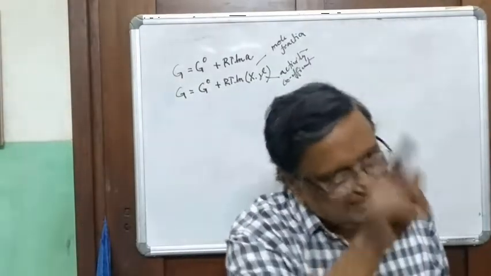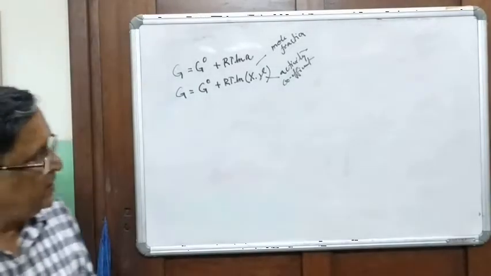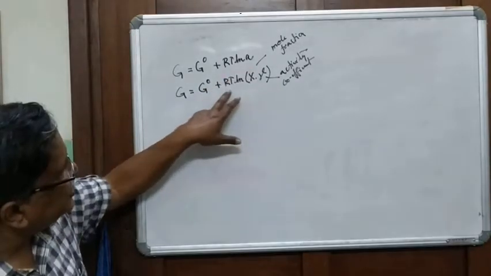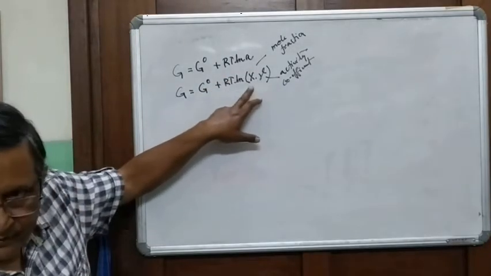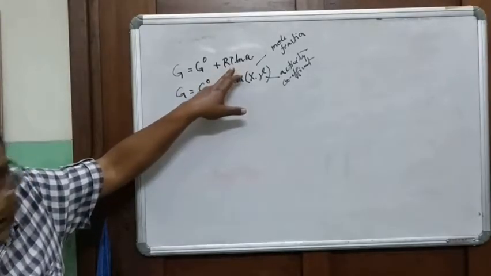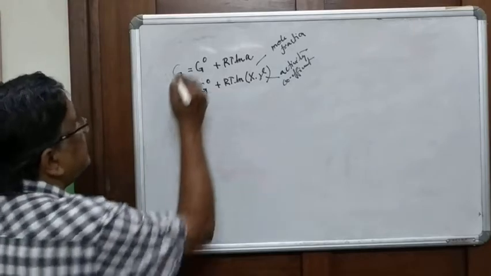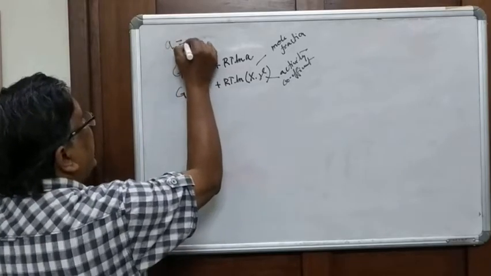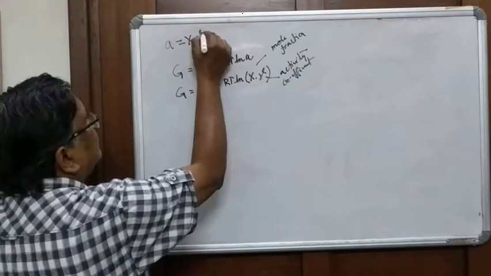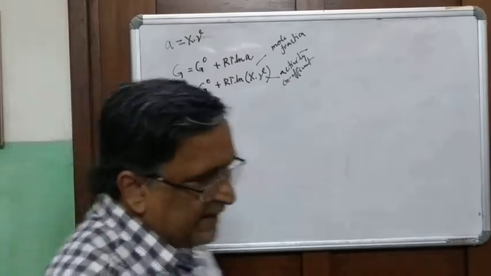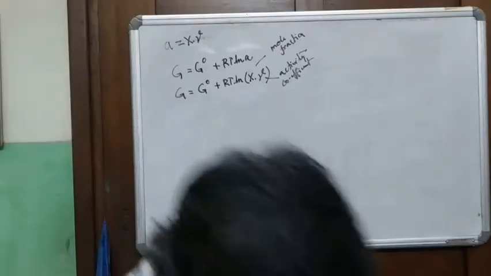The phase is impure. Otherwise, this term is not there. Only when you have a solid solution phase does activity come in, and activity essentially is equal to x into gamma.